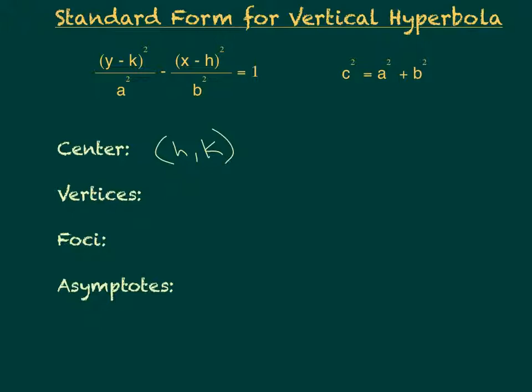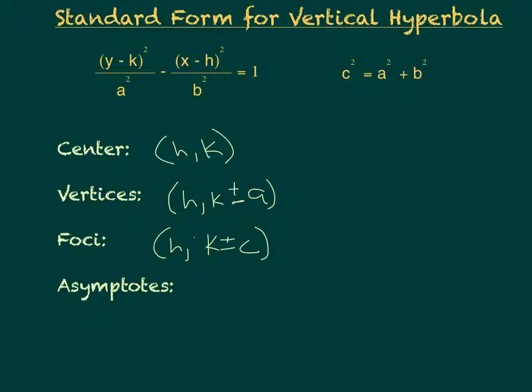My vertices, because my a was matched up with my y, it's going to change my k term. So (h, k plus or minus a). And my focus point is still going to be my c. It's still going to change the same thing as the a changes. So it's h, and k plus or minus my c. And those are going to be my focus points.